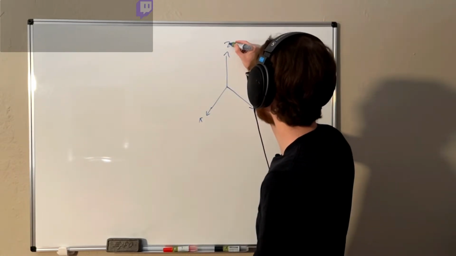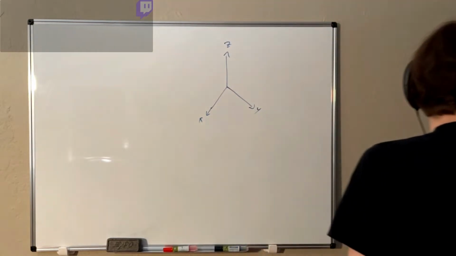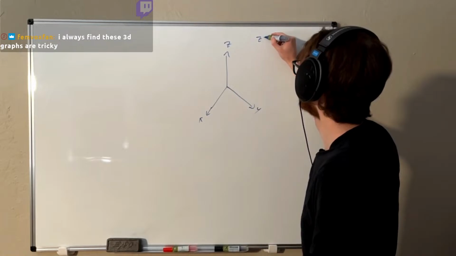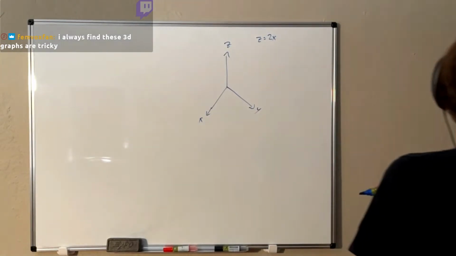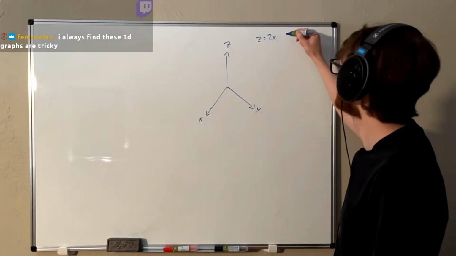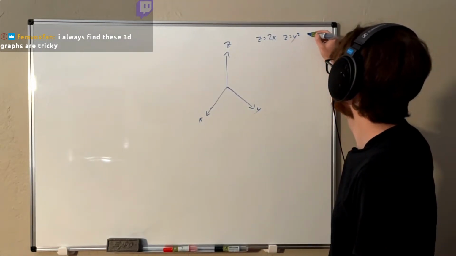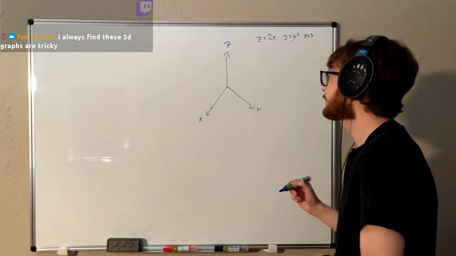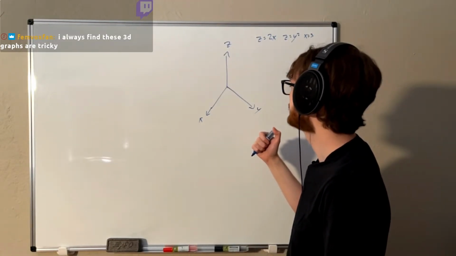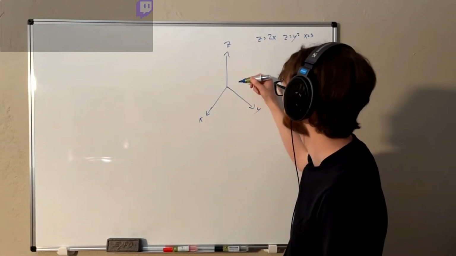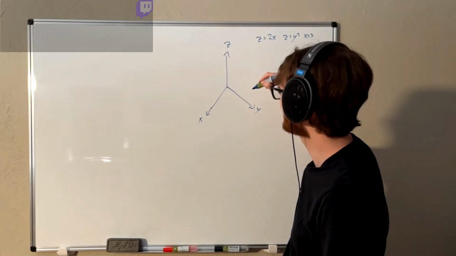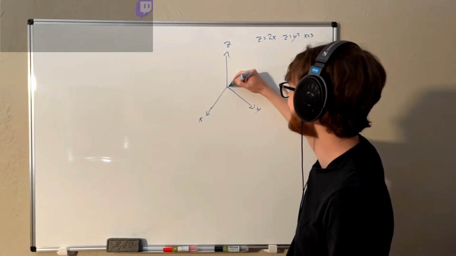X, Y, Z. We want the region bounded by z equals 2x, z equals y squared, and x equals 3. Okay, so z equals 2x. I don't know how to draw this. I can see it in my head, I just don't know how to draw it.